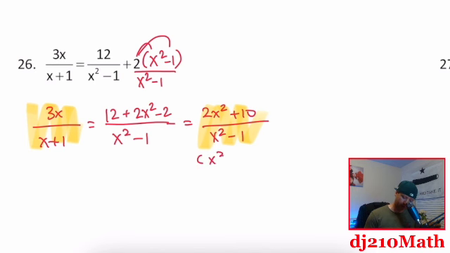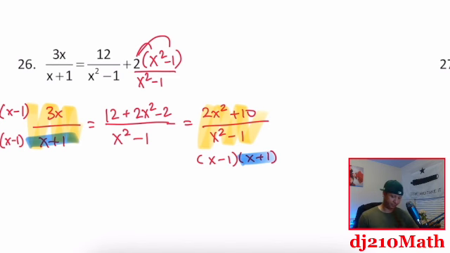This is a difference of squares. X minus 1, x plus 1, right? You got to be able to see that. Because we already have x plus 1 and x plus 1. So what we don't have is the x minus 1. X minus 1, x minus 1. Okay. The bottom is going to be x minus 1, x plus 1.